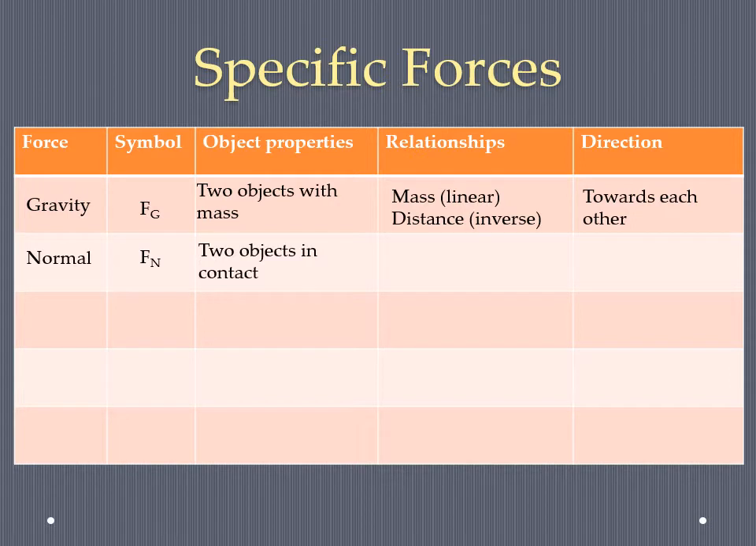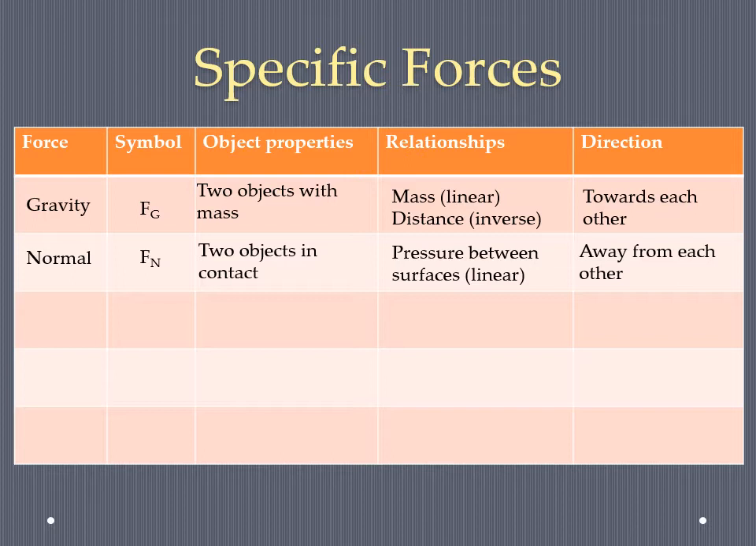Now, normal force acts between any 2 objects that are in contact. So if you look around you or you think about yourself, every single one of the things that you're touching is exerting a normal force on you. And the normal force depends on how much pressure there is between the 2 surfaces that are in contact. So you probably have a lot of normal force right now from your chair that's holding you up, and a little bit of normal force from your pencil or your clothes or other little small things that are touching you.